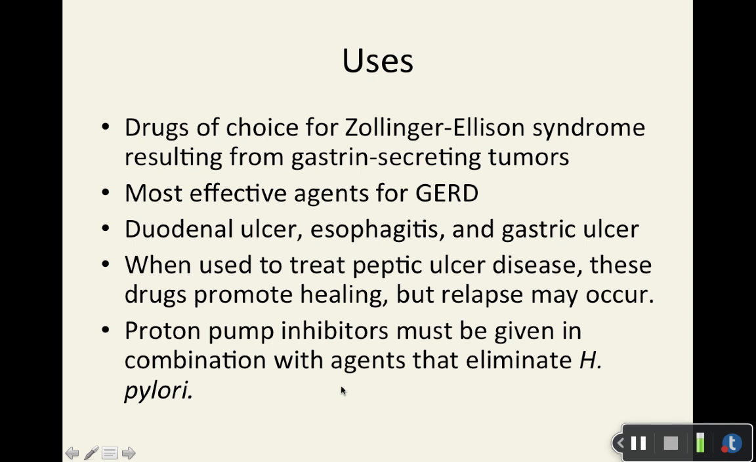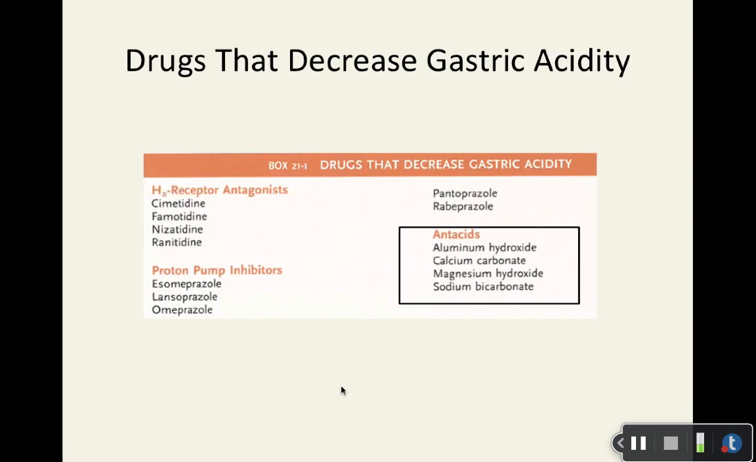You also notice that it is part of that drug cocktail that we're going to talk about in more detail, but for H. pylori. Stay tuned for that. The last category we have here are the antacids.